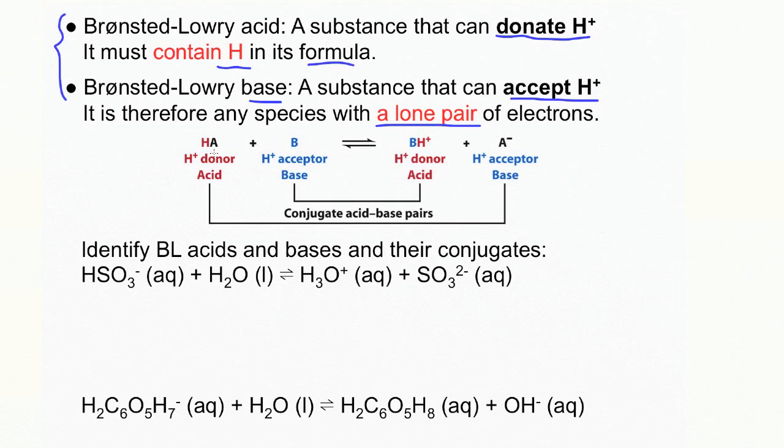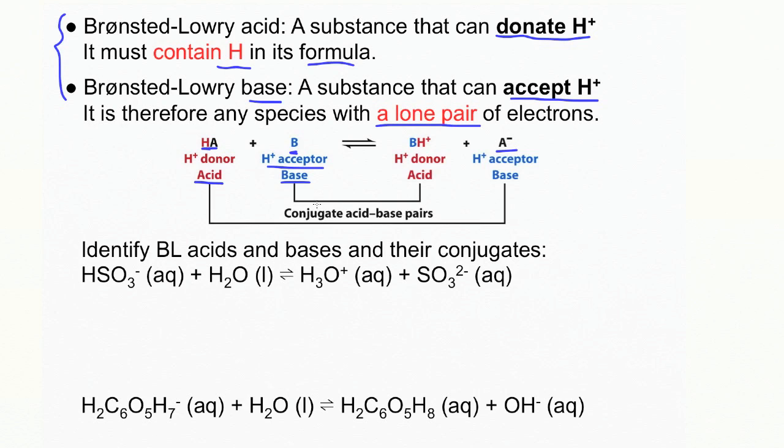Now let's take a look at the HA. HA has one proton, so it can donate this one proton, and then it becomes A minus. So since HA can donate one proton, it's a proton donor, it's an acid. For B, it can accept one proton donated by the HA, so it's a proton acceptor, so it's a base. Alright, so this is how we identify the Bronsted acid and base.